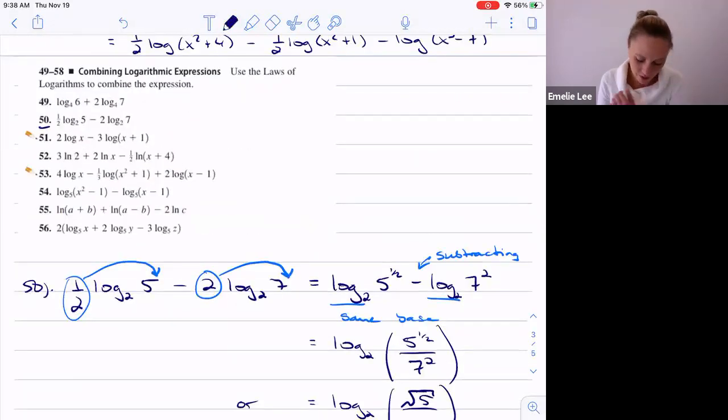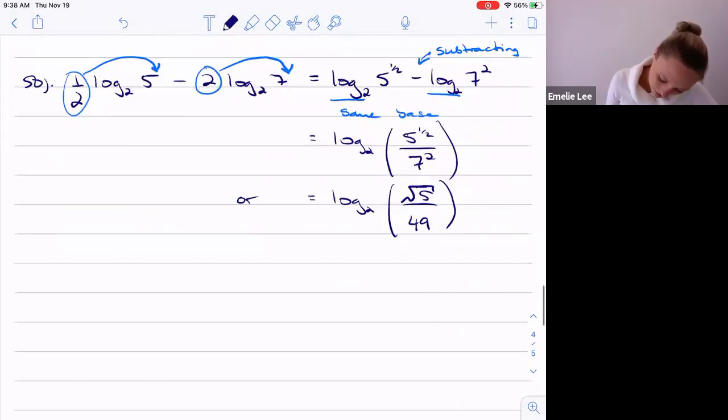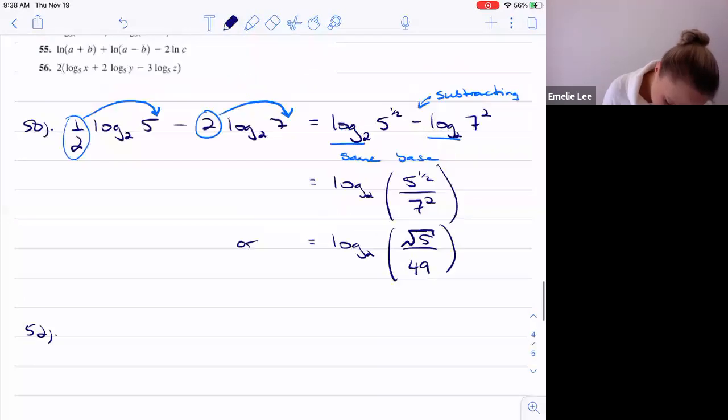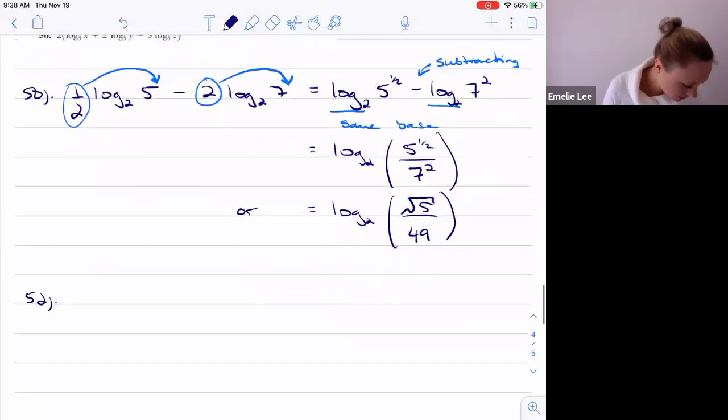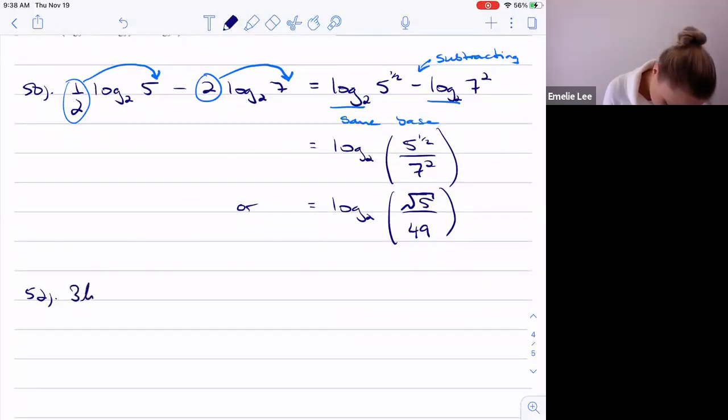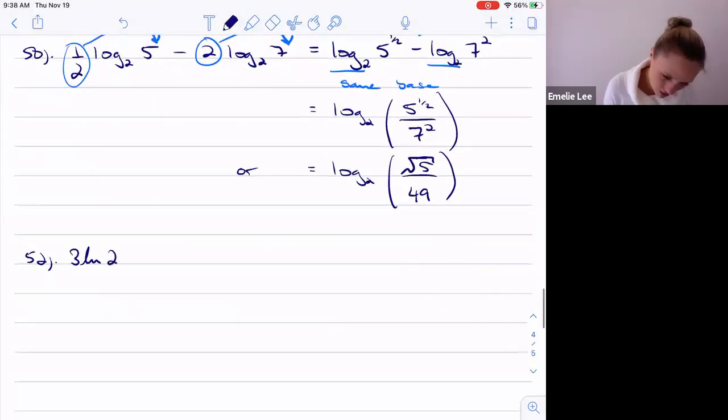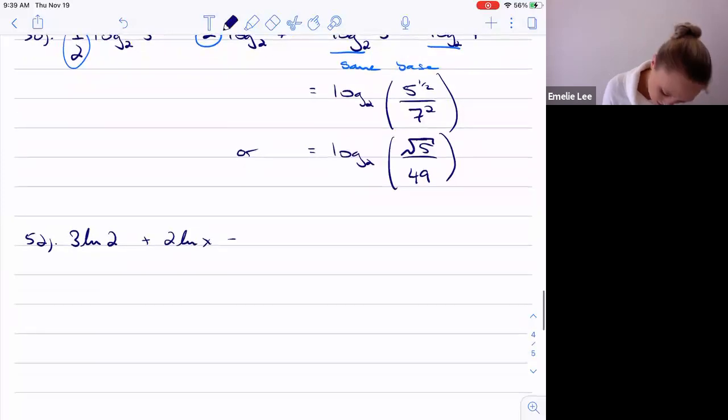So let's do one with some x's in them. No, let's do 52, a little bit harder. 52: 3 natural log of 2, or I just call it the log, but I know that's confusing. 3 log 2 plus 2 log x minus 1/2 log of x plus 4.